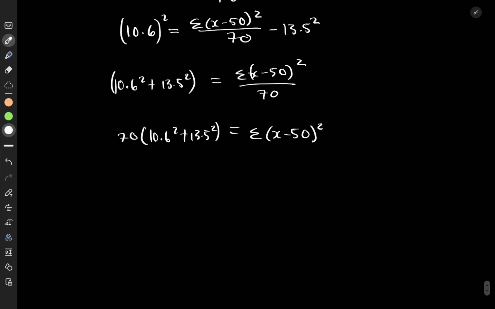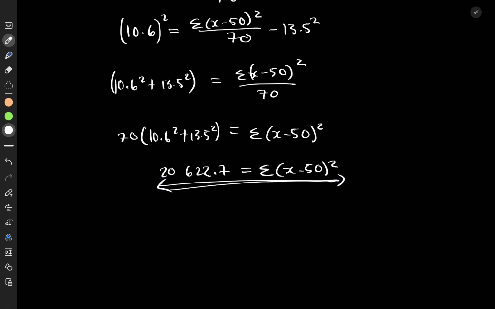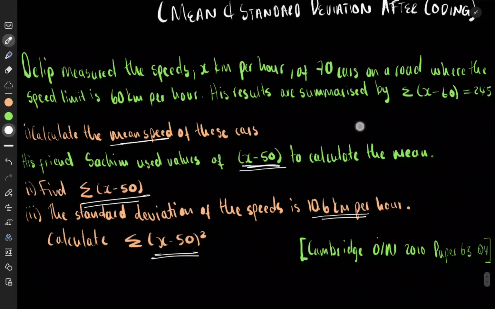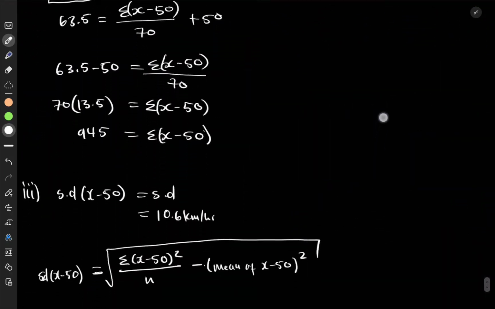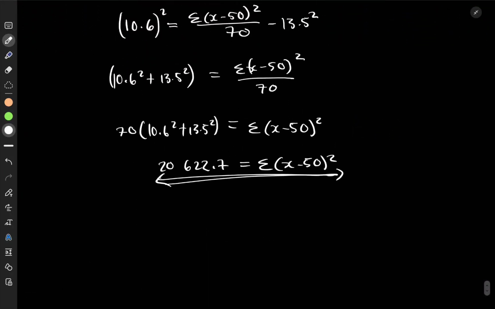Now we can get our solution: 70 times the bracket of 10.6 squared plus 13.5 squared. This is going to be 20,622.7. This is the summation of x minus 50 all squared. Well done! That's your final solution. Is there anything else in the question that we haven't done? No, we're done. This is your final solution, and this will be it.